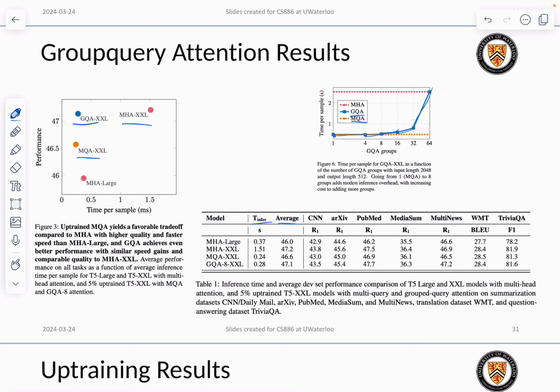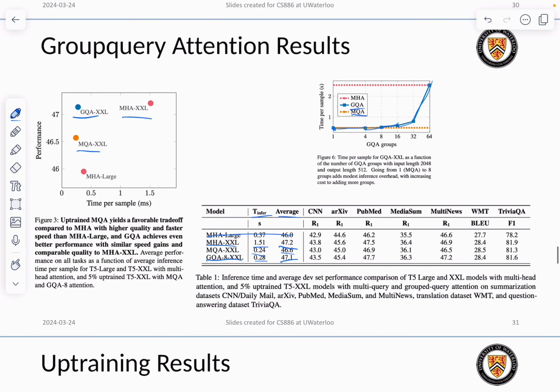So as you can see, MHA here has the highest time, but also has the best performance, and MQA has the lowest time, but also decent performance. Let's ignore this one. Out of the 3, it has the lowest performance. And GQA with 8 groups has relatively good time and relatively good performance.